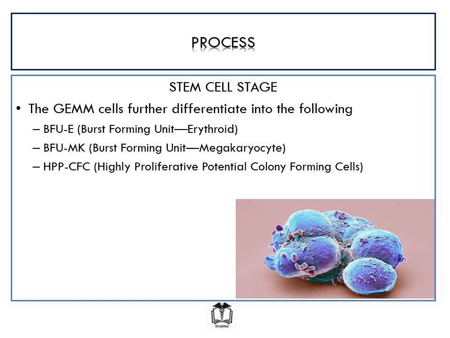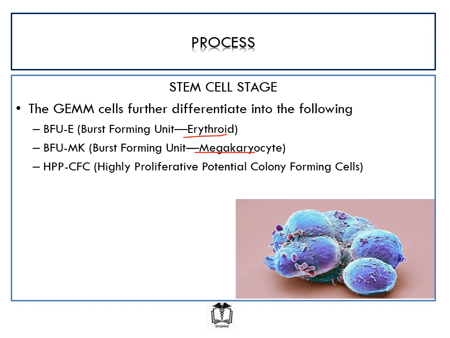So the GEM cells, or the granulocyte, erythroid, monocyte, and megakaryocyte committed stem cells, further differentiate into three major forms of progenitor cells. So they could either differentiate into the burst-forming unit erythroid, and this is what happens when the stem cell goes through the line of erythropoiesis, which is what we talked about in the previous module. Or they could give rise to the burst-forming unit megakaryocyte, which is what occurs when a stem cell wants to go down the path of thrombopoiesis, which we'll be talking about in this module.